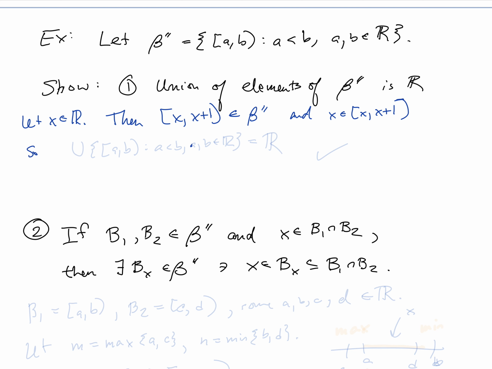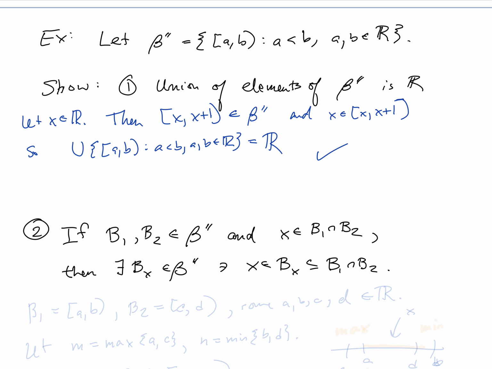For any real number X, X is an element of this union of basis elements, and that tells us that the union of all of these basis elements [A, B), such that A is less than B, A and B real numbers, does give us the whole real number line, because each of these subsets is a subset of R, and every element of R is an element of at least one of these sets. So the first piece is satisfied.